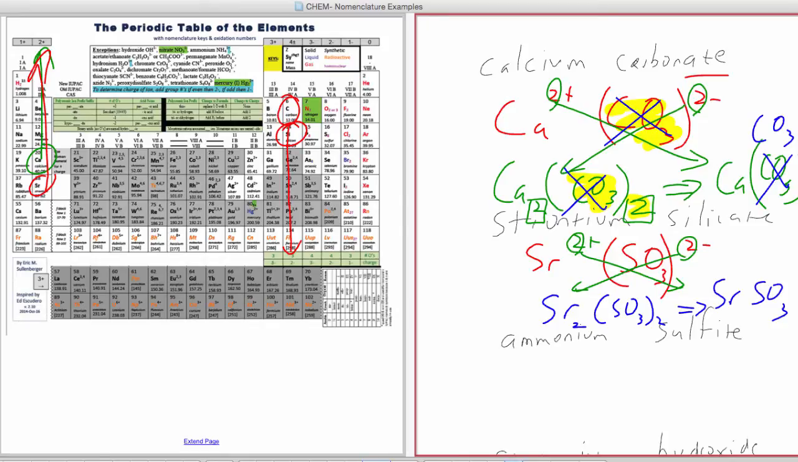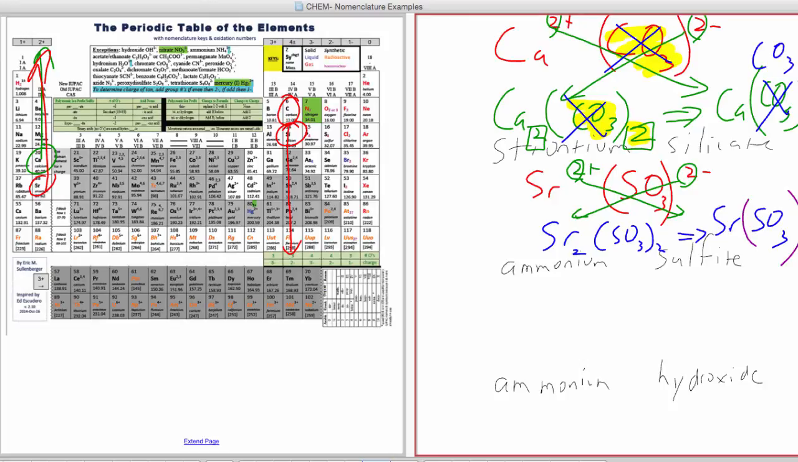By the way, technically speaking, parentheses are only required when you have a number outside, because you need a subscript applying to the whole thing. Technically, they're not required. I never recommend not writing them. Always put them in there. You will save yourself a ton of headache.